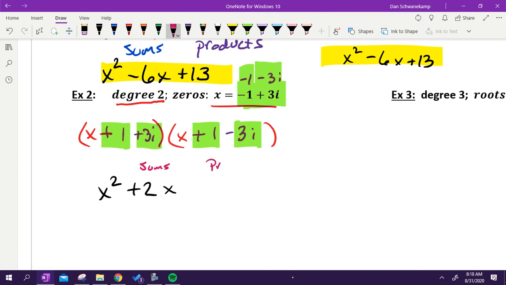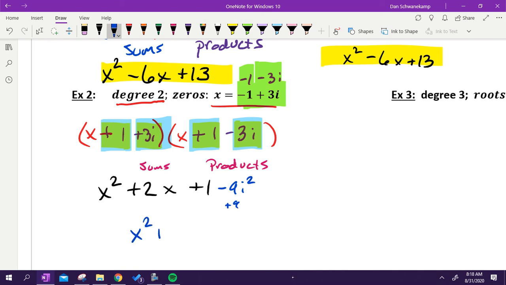We did sums. We added them together. Now we're going to do products. So if we're thinking products, we're multiplying. So if I'm doing products, Alexis, I'm taking the real parts and multiplying them together. So I'm taking 1 times 1. What's that going to give me? 1. And then I'm going to multiply my imaginary parts together. What is that going to get me? Perfect. Negative 9i squared. And she said, oh yeah, if it's negative 9i squared, that's really just plus 9. And so her final answer is going to be x squared plus 2x plus 10.